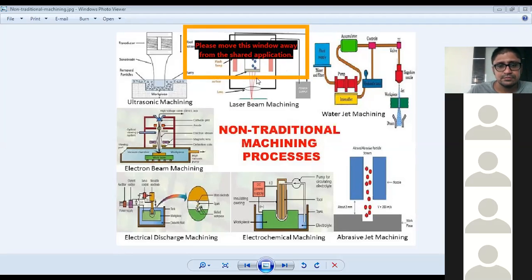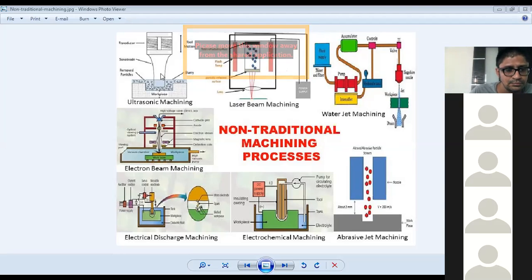In laser beam machining, the source of laser is the main component, and it is very costly. In ultrasonic machining, the main component is the tool made of metallic material, and so on. Now I think this session will end in a couple of minutes, but meanwhile you can ask questions before this session ends, and then we will jump to the next session.